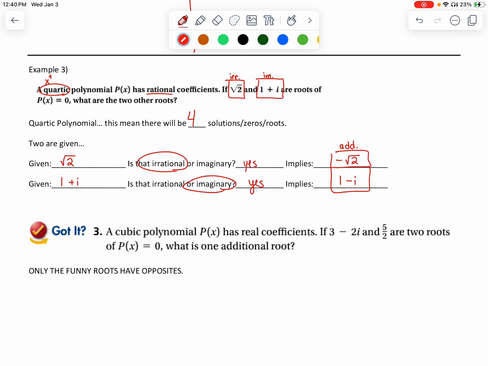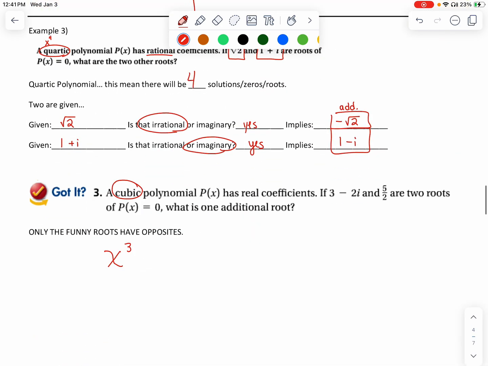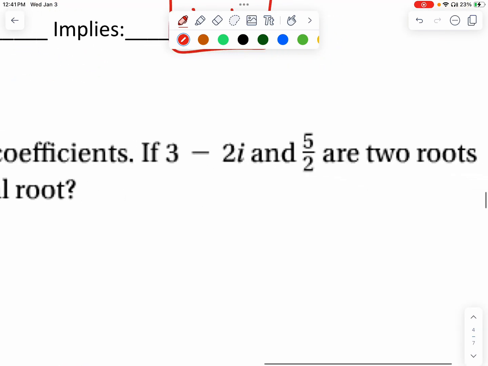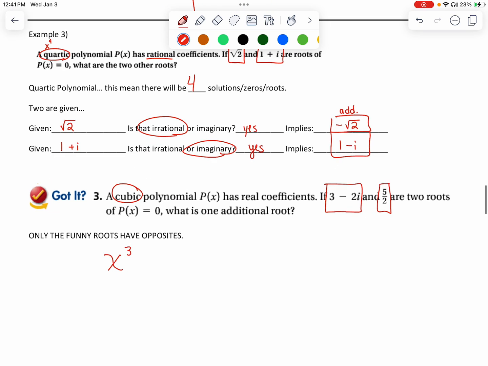So let's apply that now to this. A cubic polynomial, so an x to the third, has real coefficients, so you can apply this law, or this rule, this theorem. Here are the roots. They are giving you this root, and they are giving you this root. And it says, what is another root? Well, this is the first one they're giving you. This is the second one they're giving you. They're asking you, what's the third one?